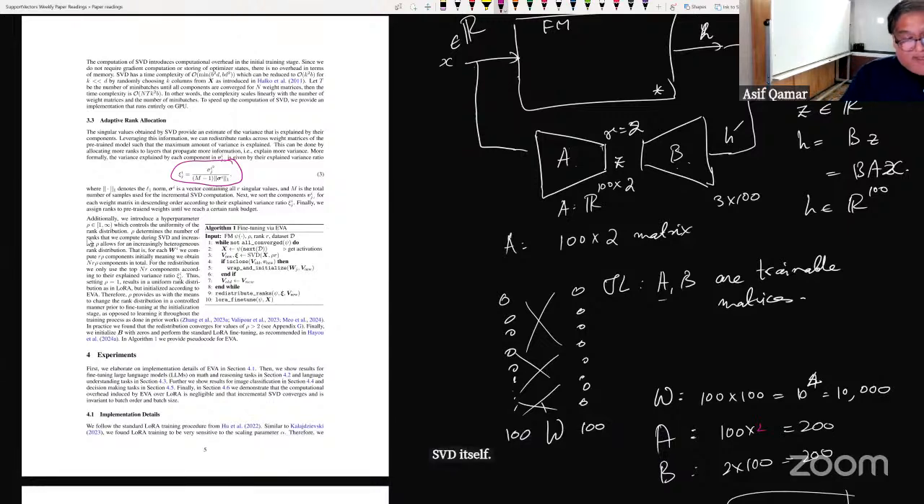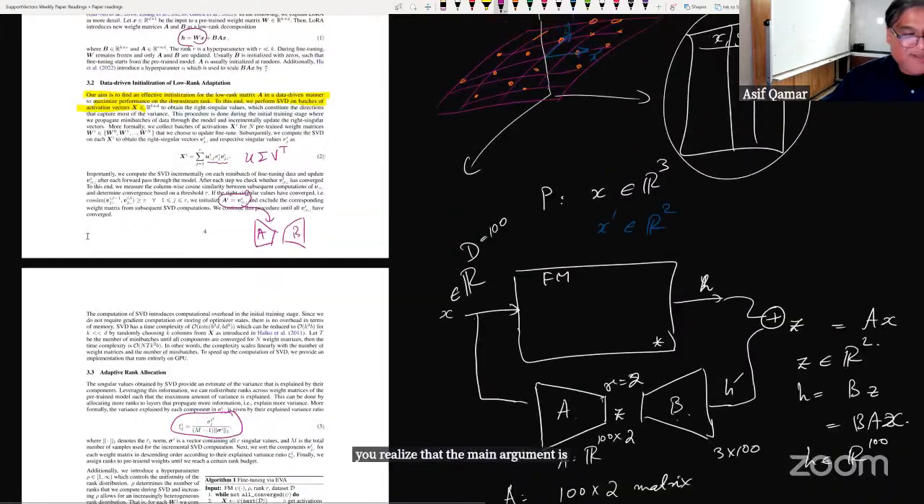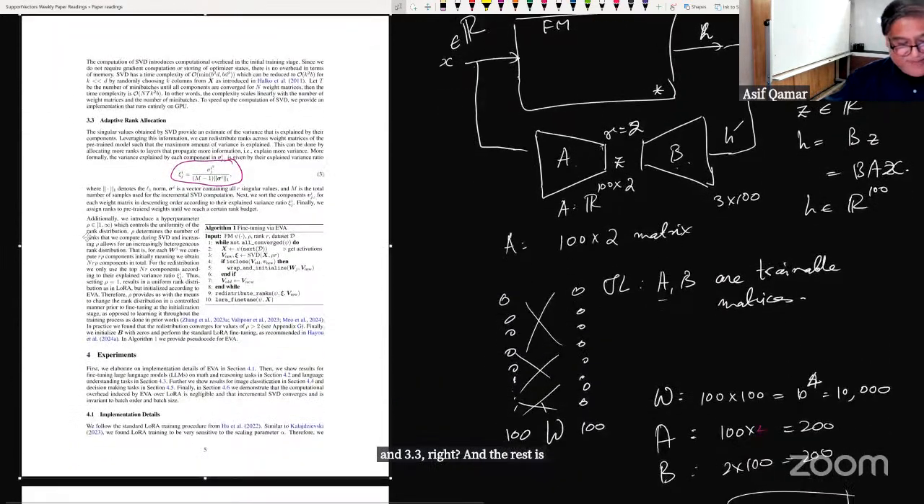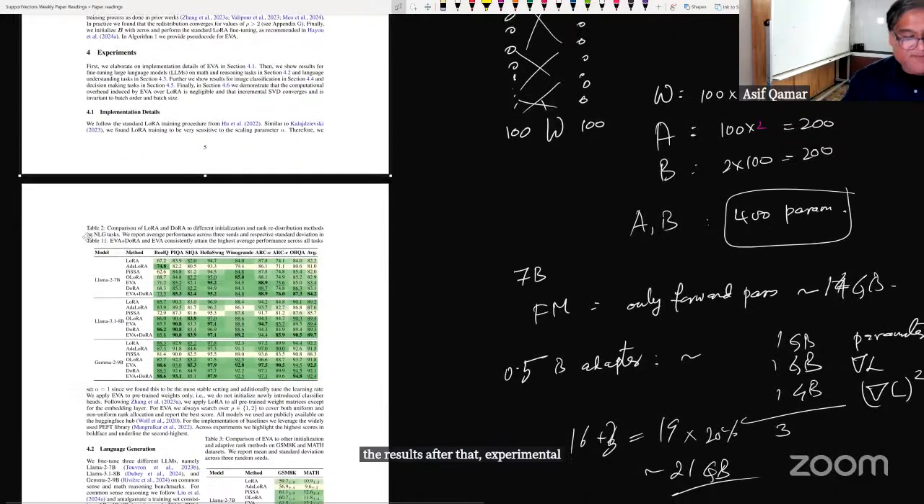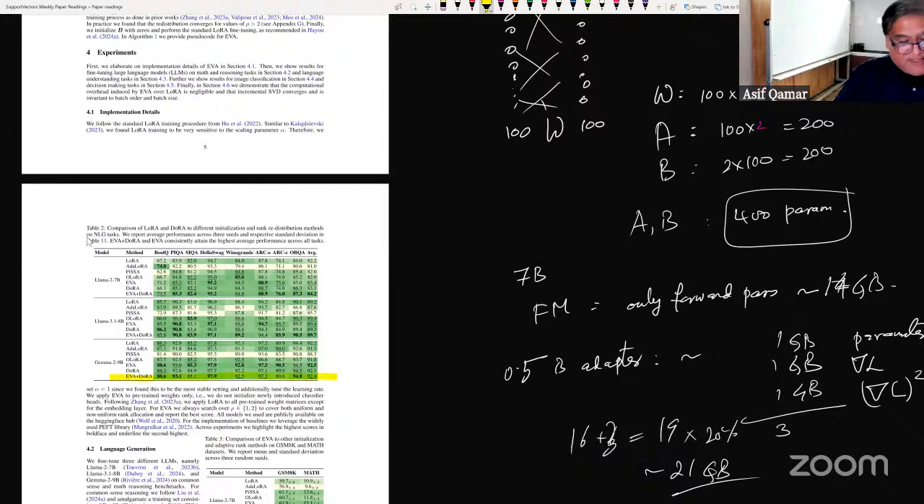Now, what does that mean? This is where typically it gets a little bit heavy, because you realize that the main argument is given in just this little bit, sections 3.2 and 3.3. And the rest is the experimental results after that. But the results are very impressive. You can clearly see that it is doing very well. In particular, pay attention to the last line here. So when you take this thing, it is doing very well.